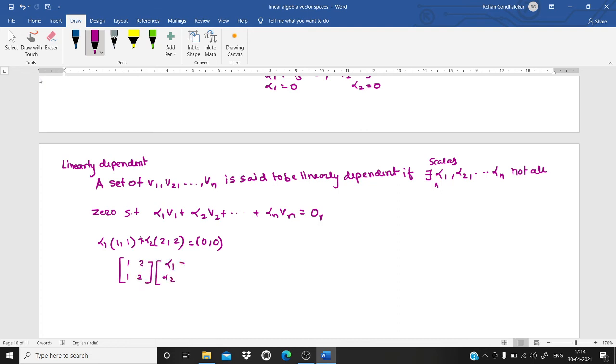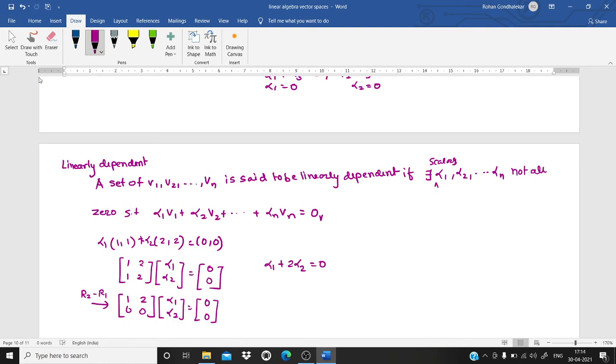Alpha 1, alpha 2 is equal to 0, 0. Now we go for R2 minus R1. So 1, 2, 0, 0 into alpha 1, alpha 2 is equal to 0, 0. Fine. So which gives me alpha 1 plus 2 times alpha 2 as 0. So we have two unknowns and one equation.